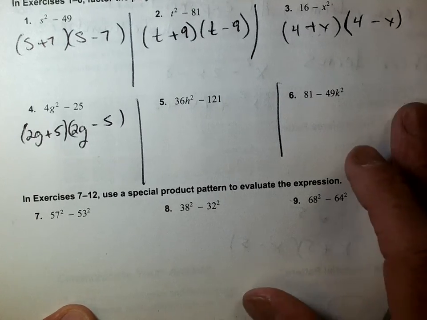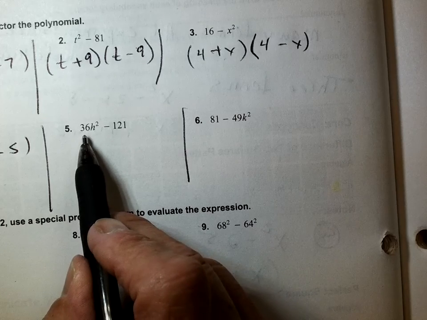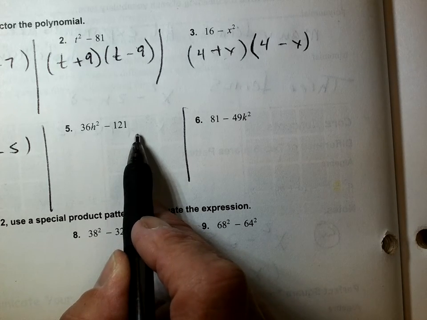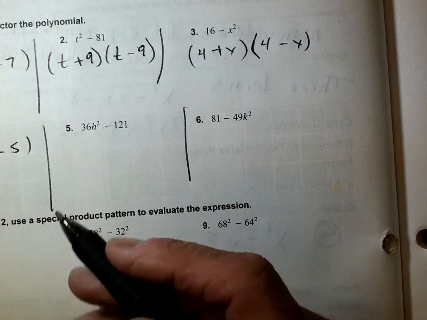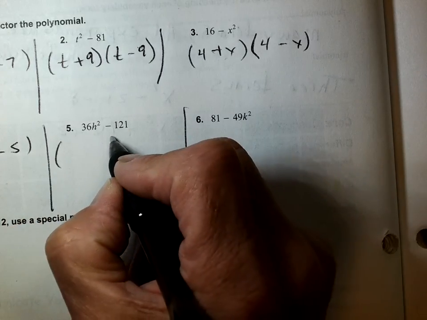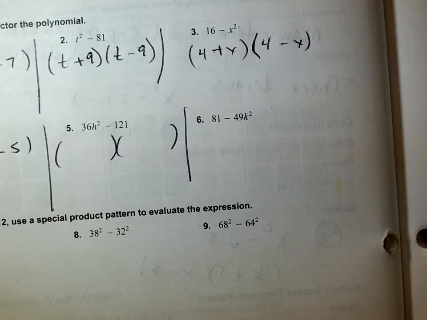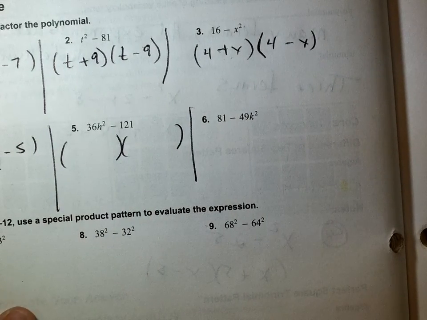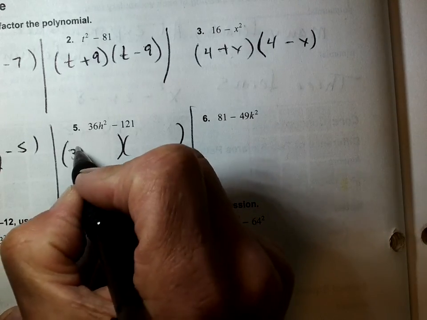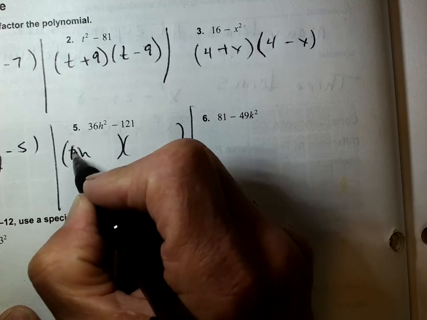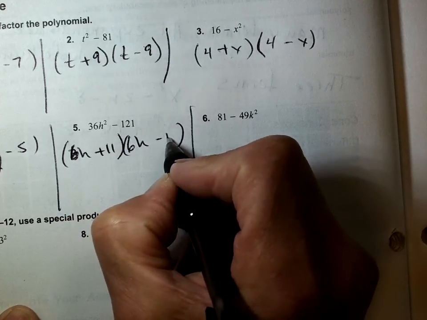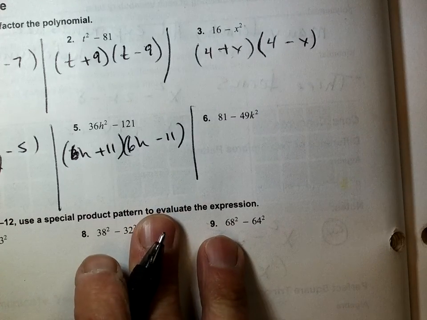Yeah. And now 5 is the same way, right? 6h, right? Plus 11 minus 11, right? Oh, 11. Okay. There you go. Give 5 a try, and then give 6 a try, okay? 6h, plus 11, minus 11. Thumbs up on that one?